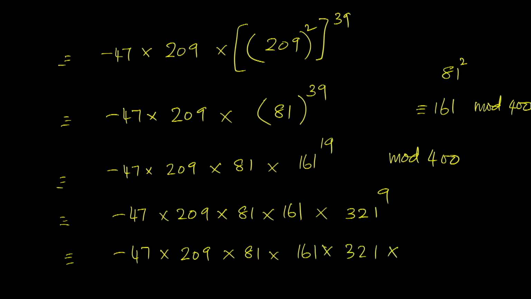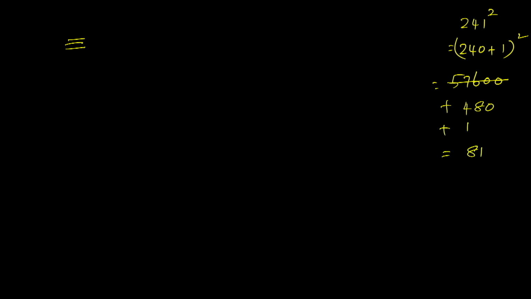And then we have 321 power 8. Since 321 squared is 241 mod 400, we can write this as 241 power 4. But 241 we find is, which is of course 0 mod 400, so we need not consider it. So we have 480 plus 1, which is 81 again.